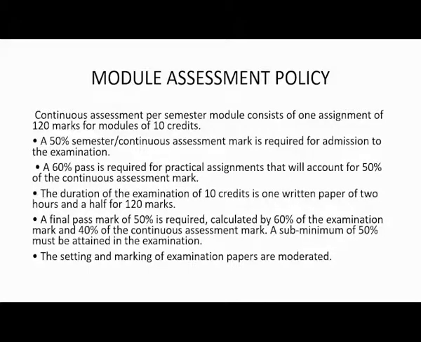The duration of the examination of 10 credits is one written paper of 2 hours and a half for 120 marks. A final pass mark of 50% is required, calculated by 60% of the examination mark and 40% of the continuous assessment mark. A sub-minimum of 50% must be attained in the examination. The setting and marking of examination papers are moderated.